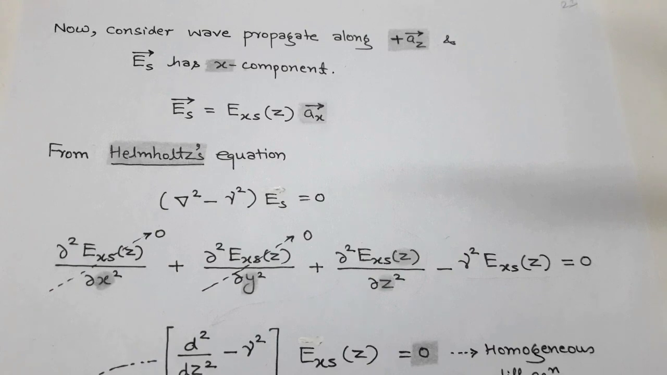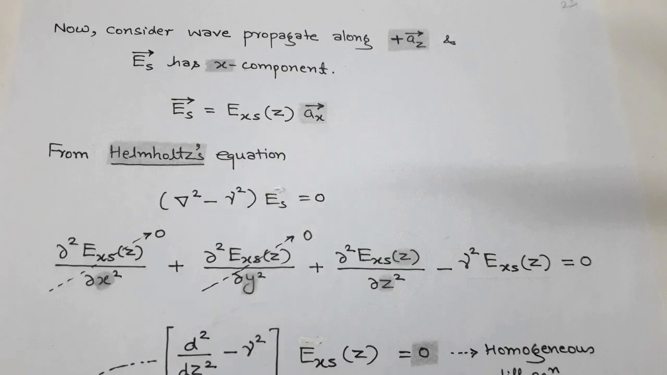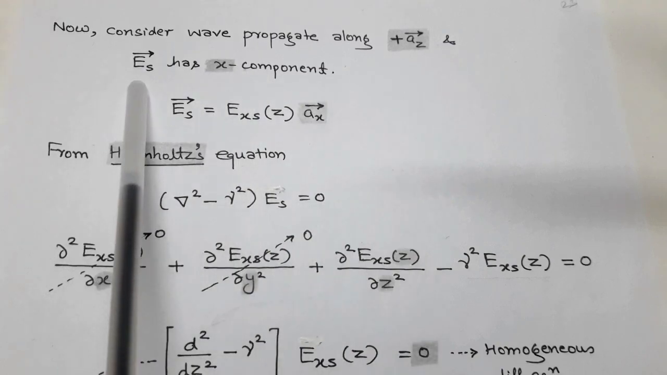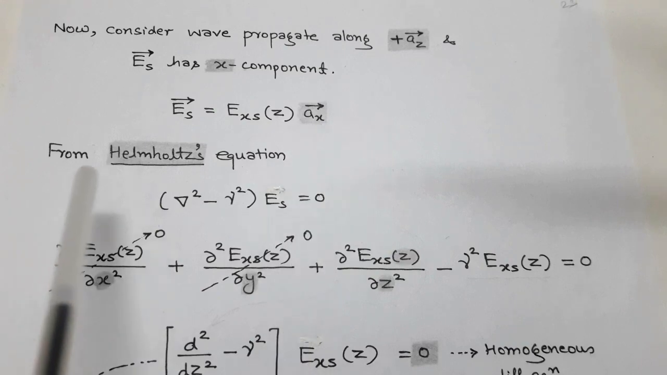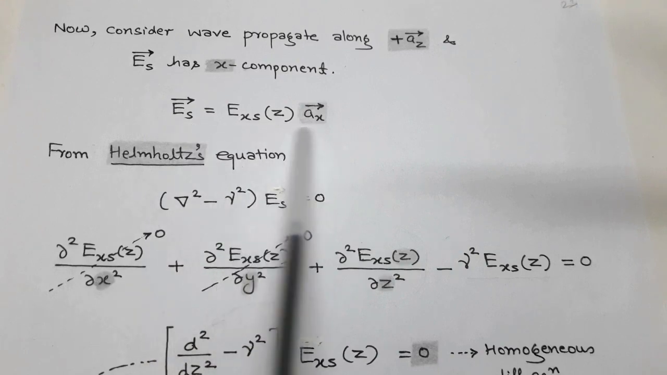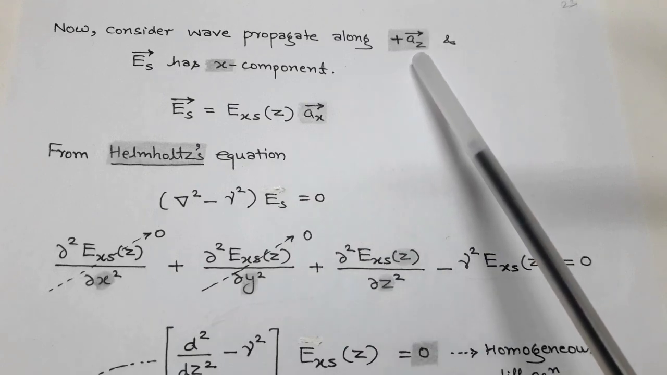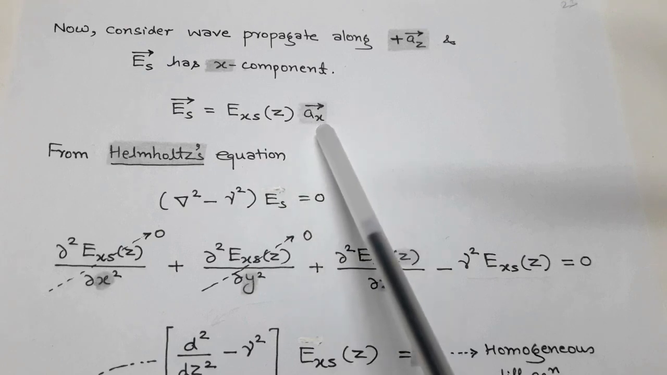So here we consider that the electric field has an x component, that is the electric field is directed towards the positive direction of x. So we consider a wave propagating along unit vector z, and the electric field has an x component directed towards unit vector x, given by E vector suffix s equals E suffix x as a function of z, unit vector x. Since we know that the wave is propagated towards the positive z direction, the electric field is a function of z but it is directed towards unit vector x.